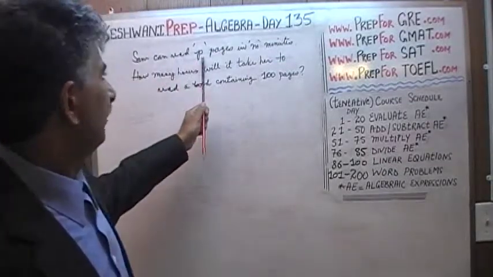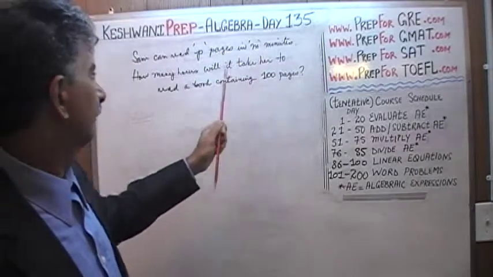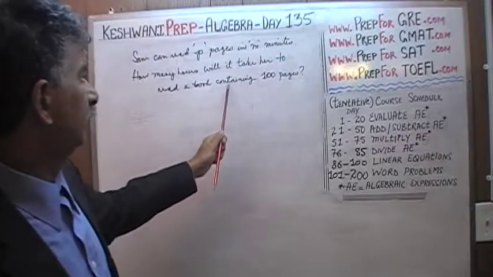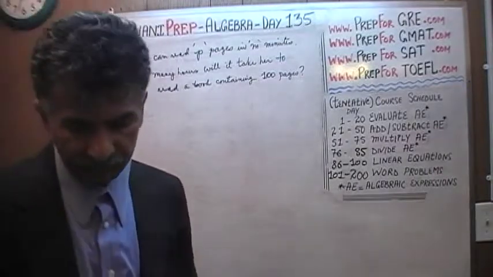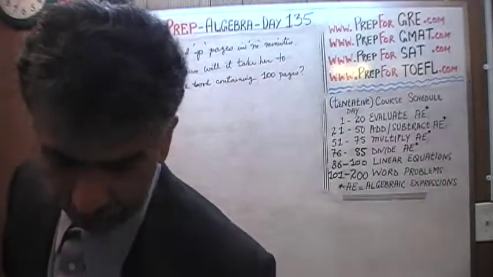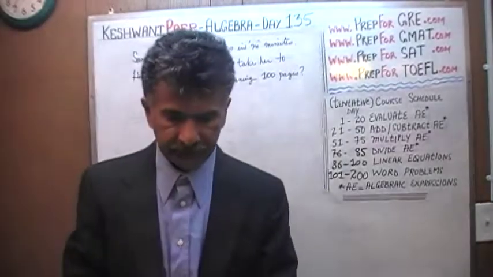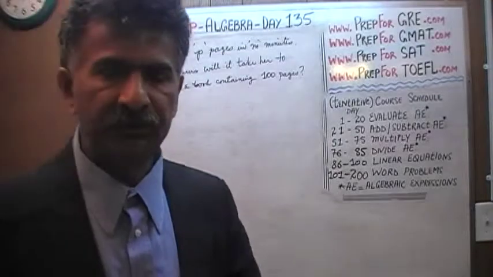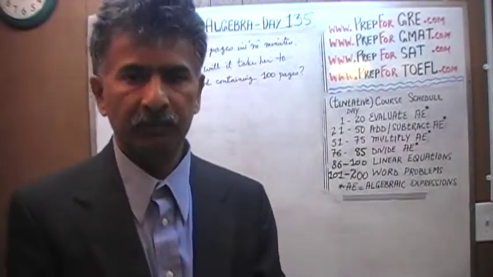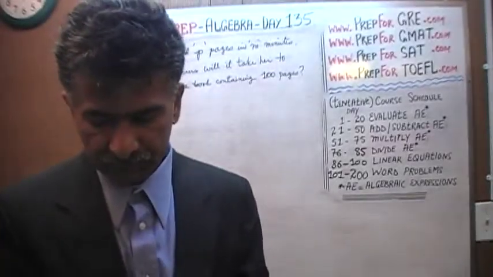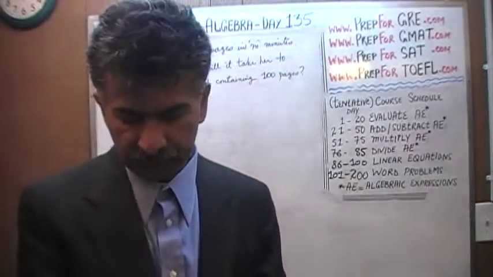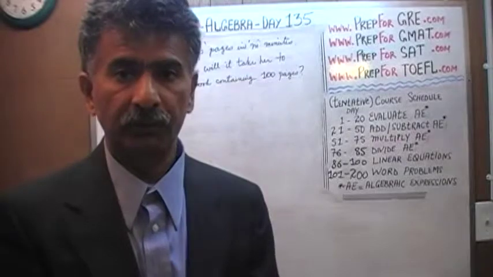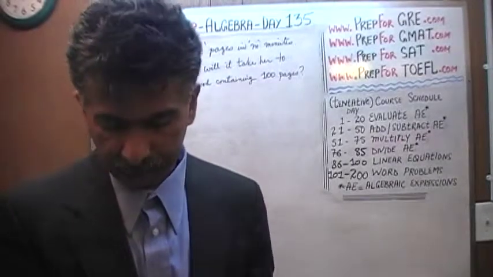So Sam can read P pages in M minutes. The question simply is, how many hours will it take her to read a book containing 100 pages? A book that has 100 pages. This person wants to read that book, and we know their speed of reading. They read P pages in M minutes. What I want you to do now is pause the video at this point, solve it yourself, and then compare your work against the work that we're about to do together. Okay?